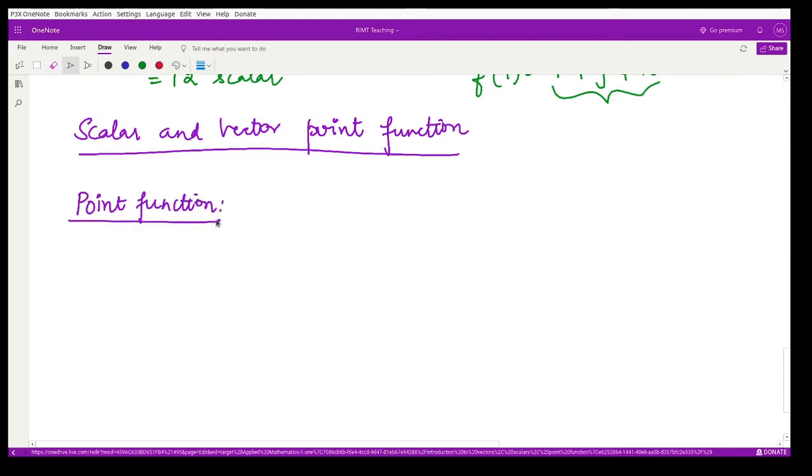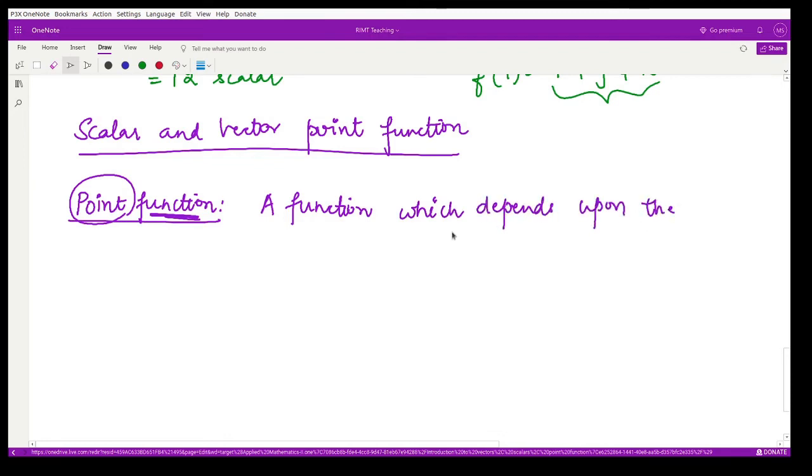A point function is the one which depends upon the point, the position of the point. So a function which depends upon the position of a point in space. And what is a scalar point function?